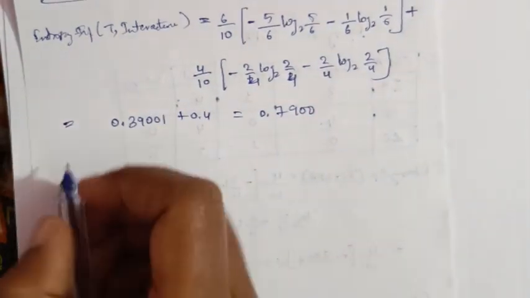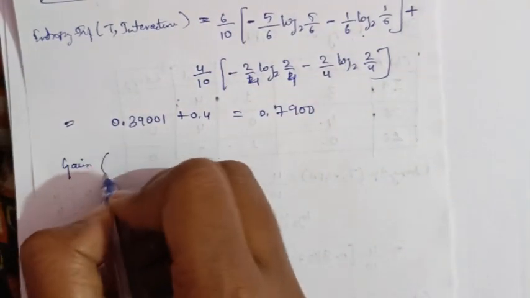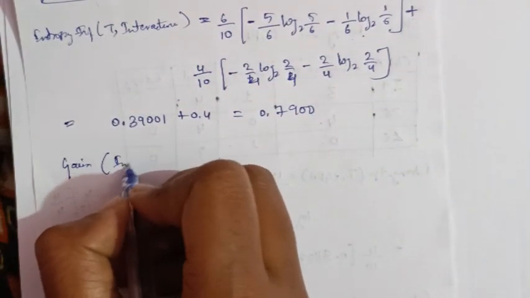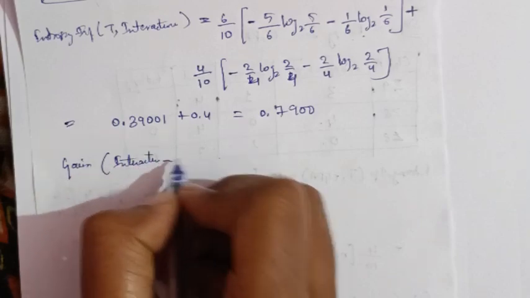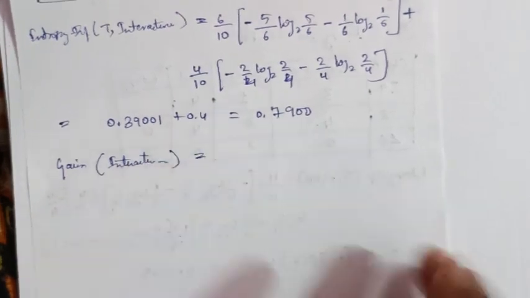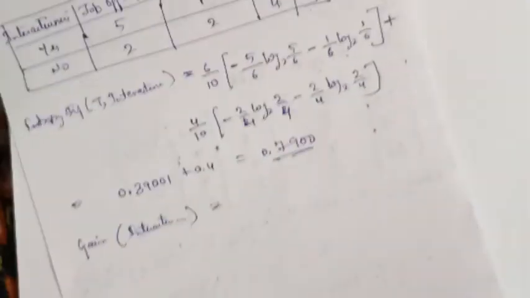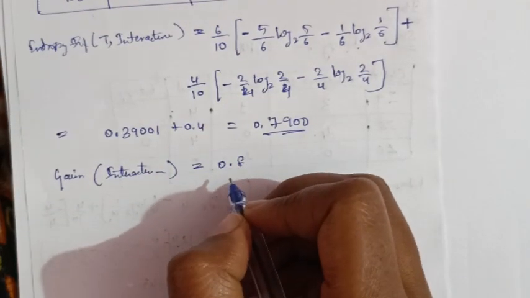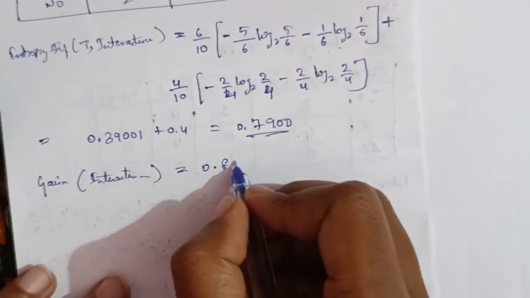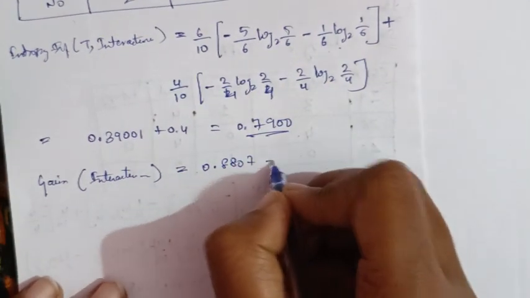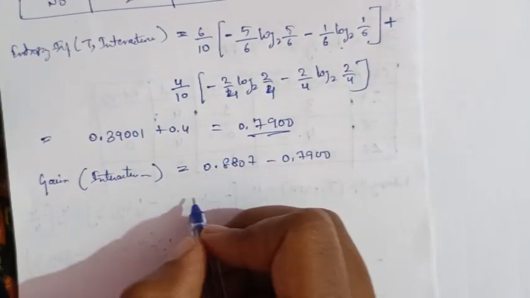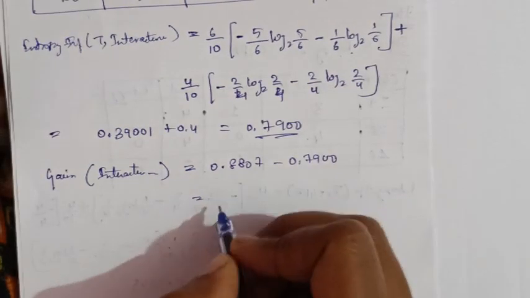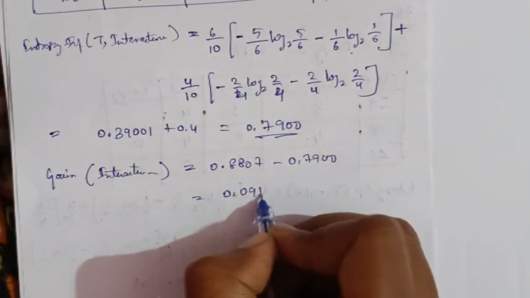Now we have to calculate the gain for interactiveness. That is total entropy minus this value. Total entropy is this. We will get 0.09129.